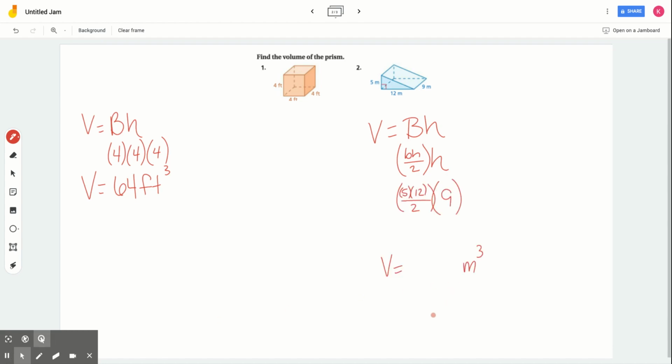All right, as we see here, we plugged in the dimensions for the triangle, 5 times 12 divided by 2 times the height of the prism, which is 9. 5 times 12 is 60, divided by 2 is 30. 30 times 9 is 270 meters cubed.